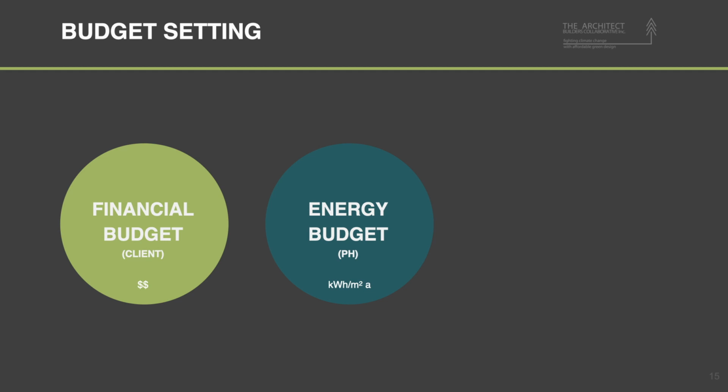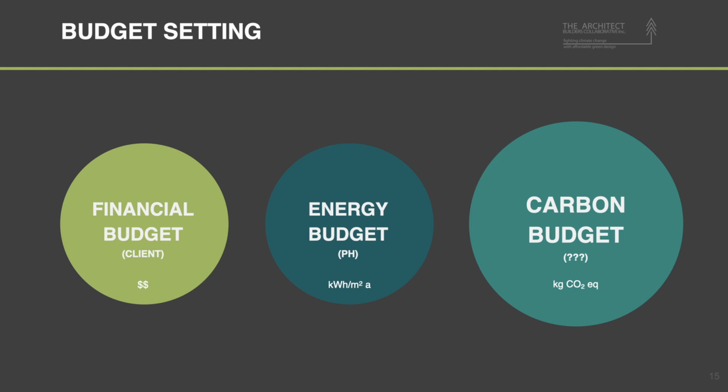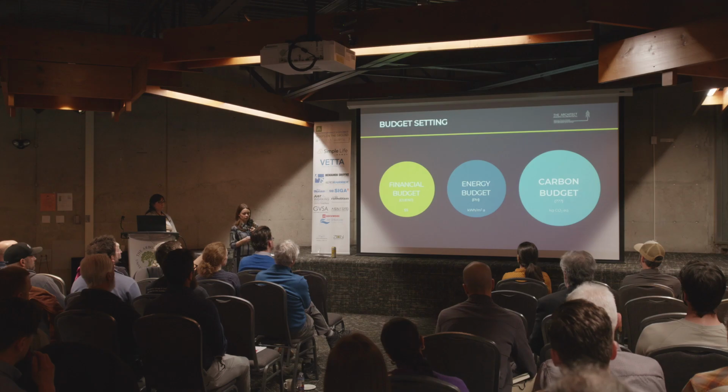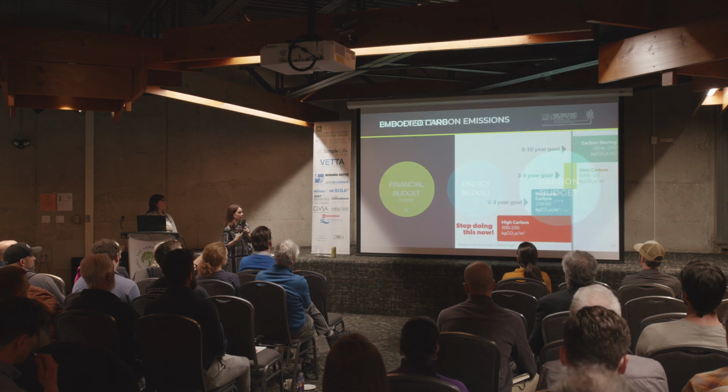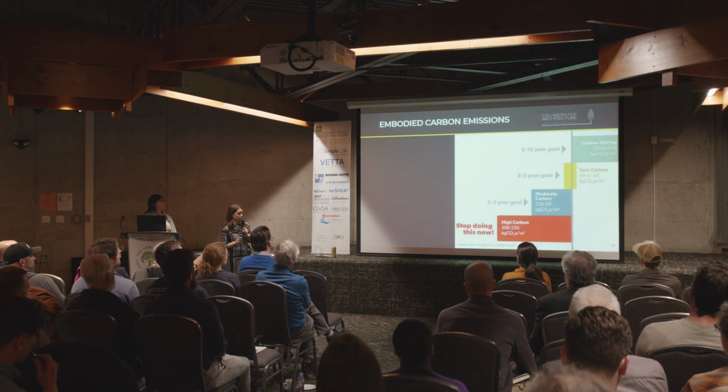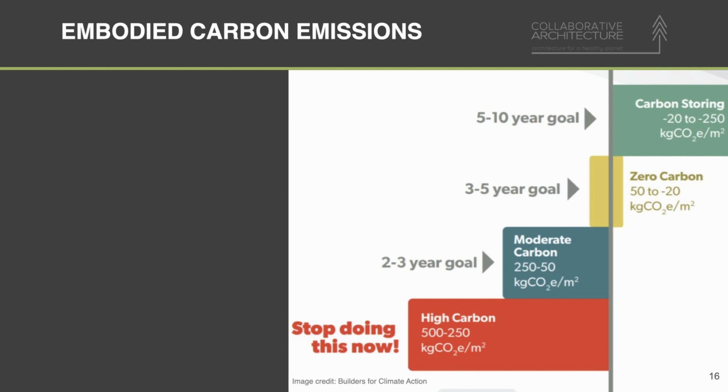And now it is on us to introduce a carbon budget, mostly embodied carbon, because again, Passive House is already kind of giving us this operational carbon budget. So that's on us to establish, to measure our buildings, to assess them, and to improve them. And Builders for Climate Action, we're going to reference their super cool slides again, has done part of the work. So they've looked at embodied carbon and how to budget for that.